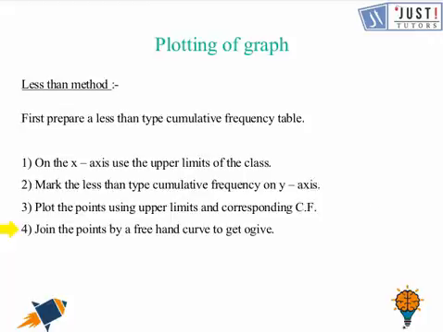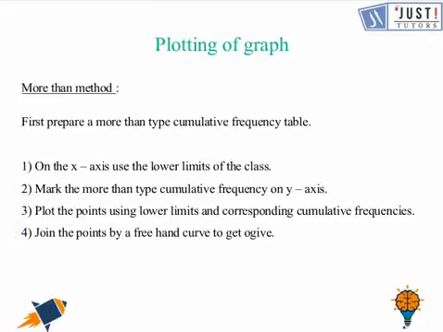freehand. Similarly, for more than, we choose the lower limits of the class on the x-axis, we mark the more than type cumulative frequency on the y, then we plot the points where we are choosing the lower limits and the corresponding cumulative frequencies, and then we join the curve. You can pause this video and read it out again so that it's more clear to you. Let's try the same with an example to make it more clear.